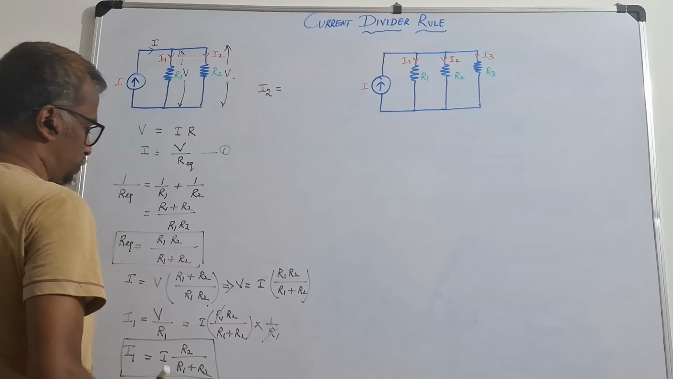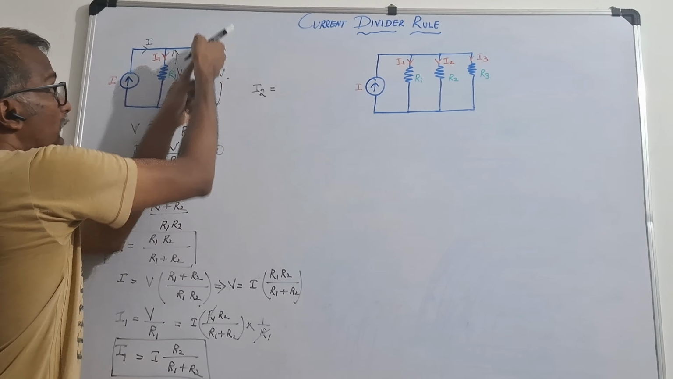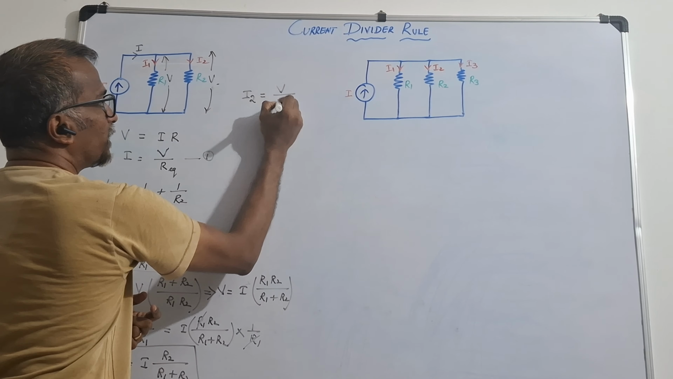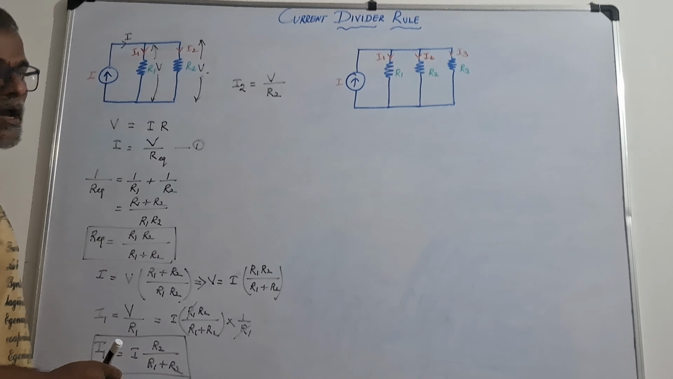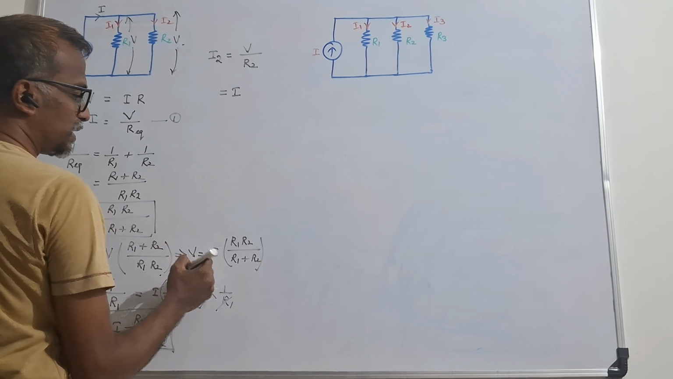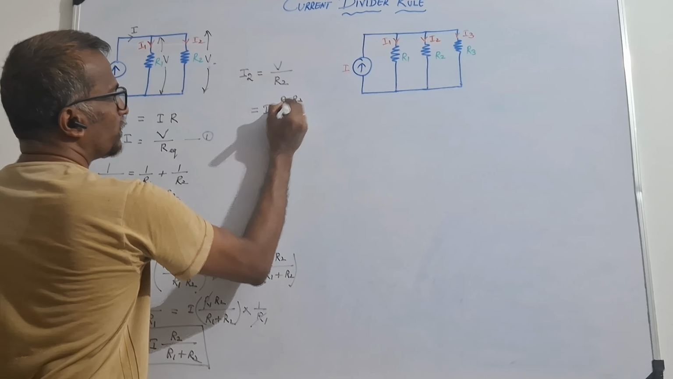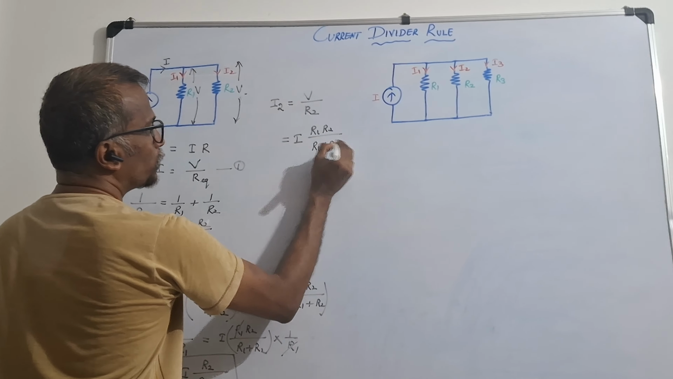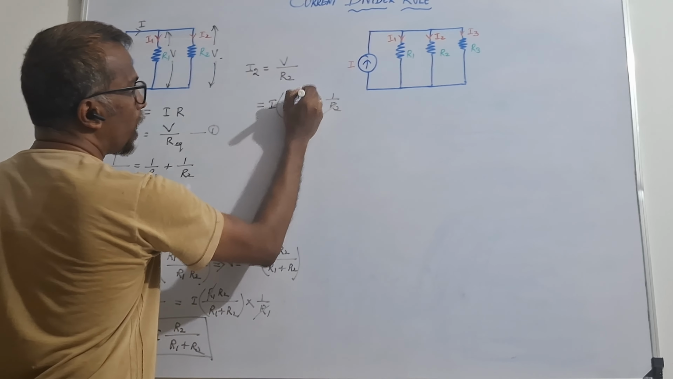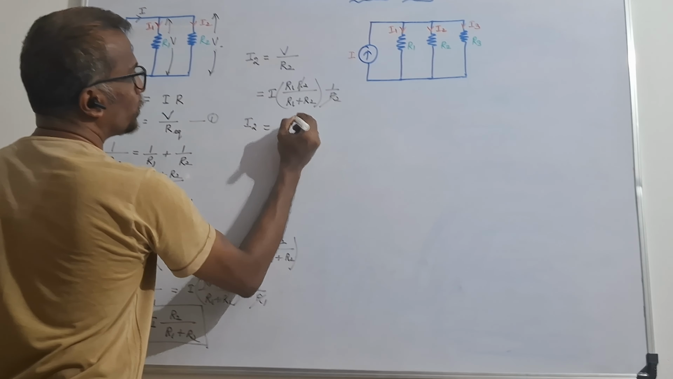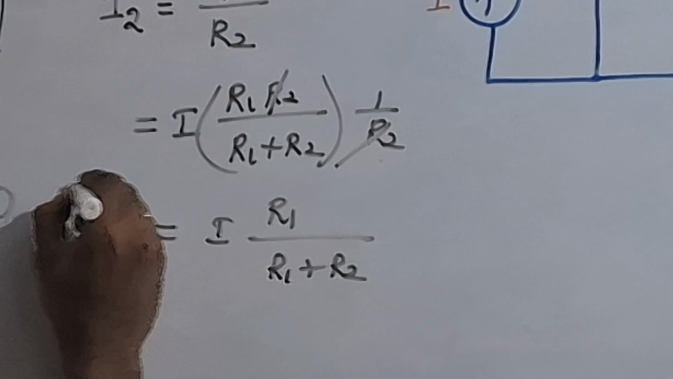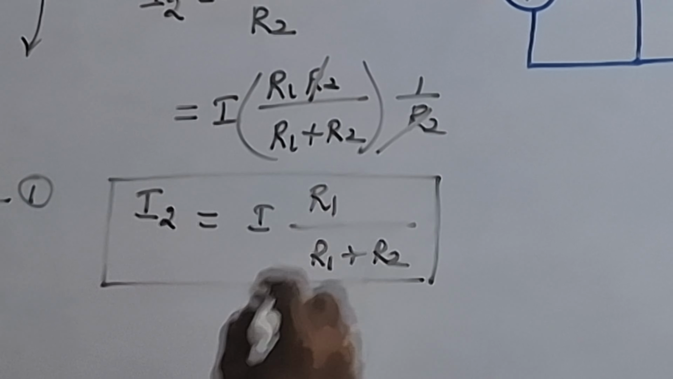Similarly, what is the current flowing through resistance R2? That is I2. I2 is equal to voltage divided by R2, since in a parallel connection the voltage is the same. We already know this voltage, so I substitute it here: I into R1 R2 divided by R1 plus R2, multiplied by 1 by R2. So R2 cancels. Therefore I2 is equal to I into R1 divided by R1 plus R2. This is called the current divider rule.